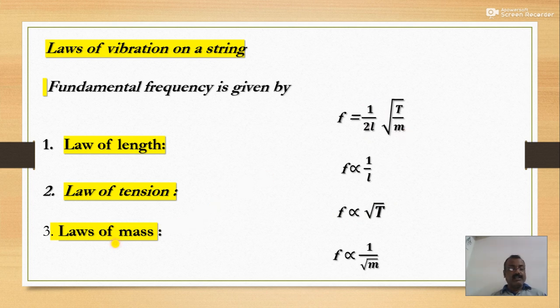Finally, the third law is known as the law of mass. To understand it, consider the fundamental frequency f = 1/2L times the square root of T by m. We can write f is inversely proportional to the square root of m. That is, fundamental frequency is inversely proportional to the square root of mass per unit length if and only if the length of the string and tension in the string remain constant. These three laws are known as the laws of vibration of a string.